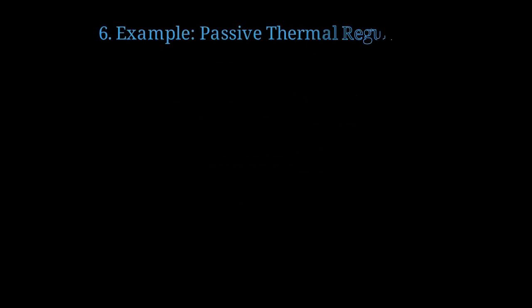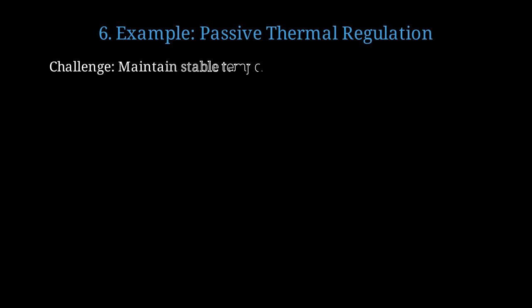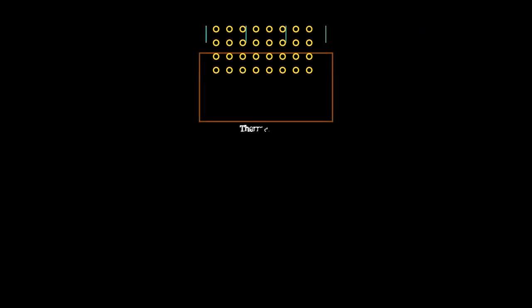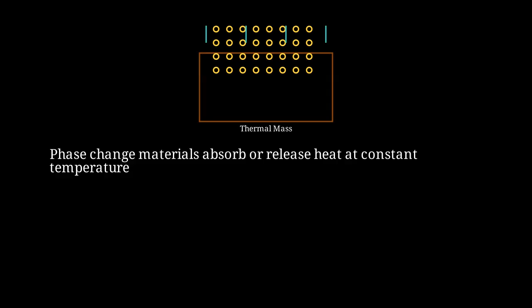Our second detailed example examines passive thermal regulation systems. The engineering challenge is to maintain stable temperature without thermostats, heaters, or air conditioning. A passive system uses thermal mass materials with high heat capacity, combined with strategic ventilation channels that open and close based on temperature differentials. Phase change materials provide even better performance by absorbing or releasing large amounts of heat at constant temperature during melting or freezing.